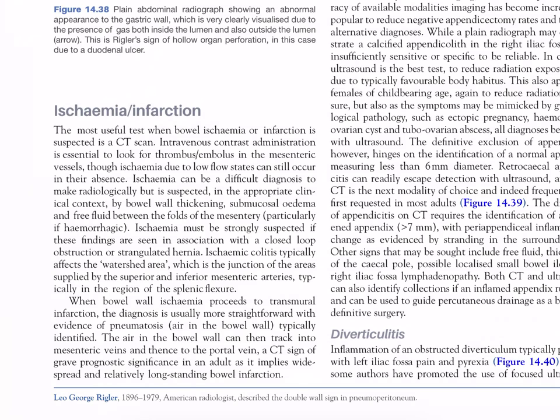When small bowel ischemia proceeds to transmural infarction, the diagnosis is usually more straightforward, with evidence of pneumatosis, air in the bowel wall, typically identified. The air in the bowel wall can then track into mesenteric veins and thence to the portal vein, a CT sign of grave prognostic significance in an adult as it implies widespread and relatively long-standing bowel infarction.